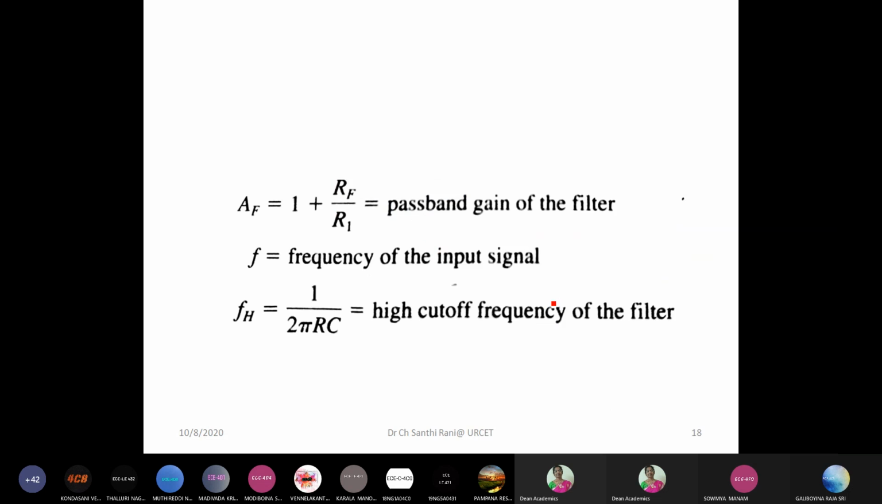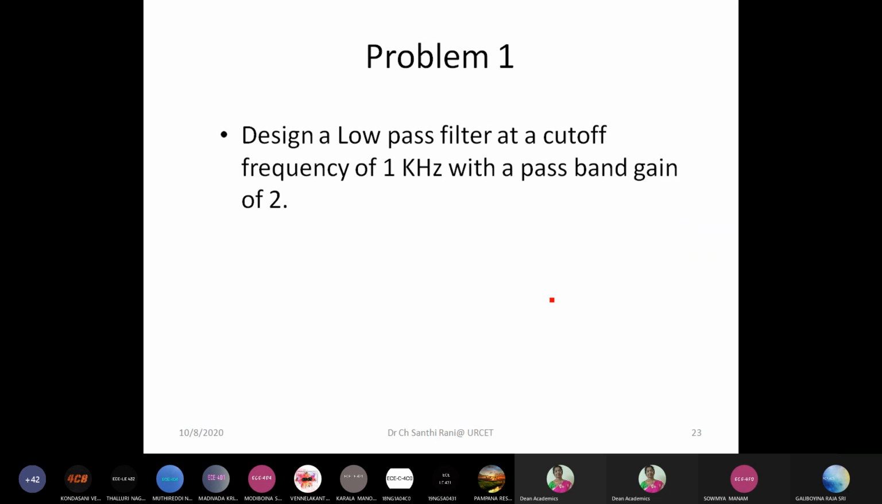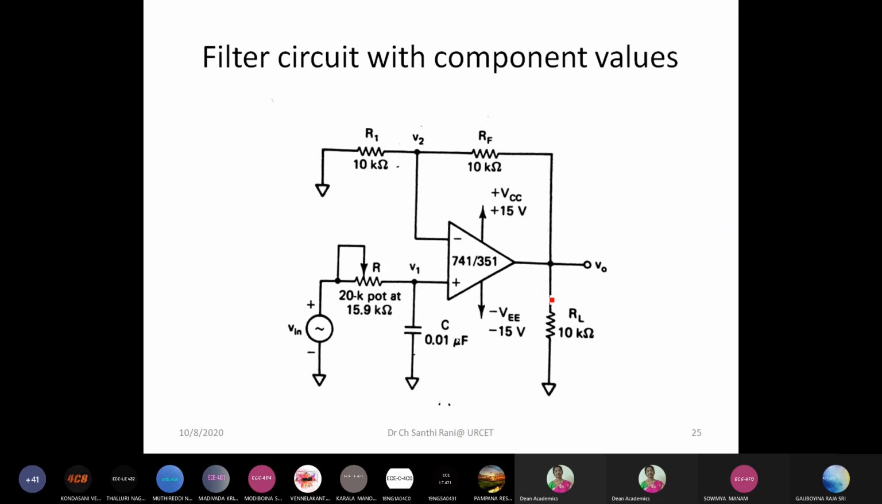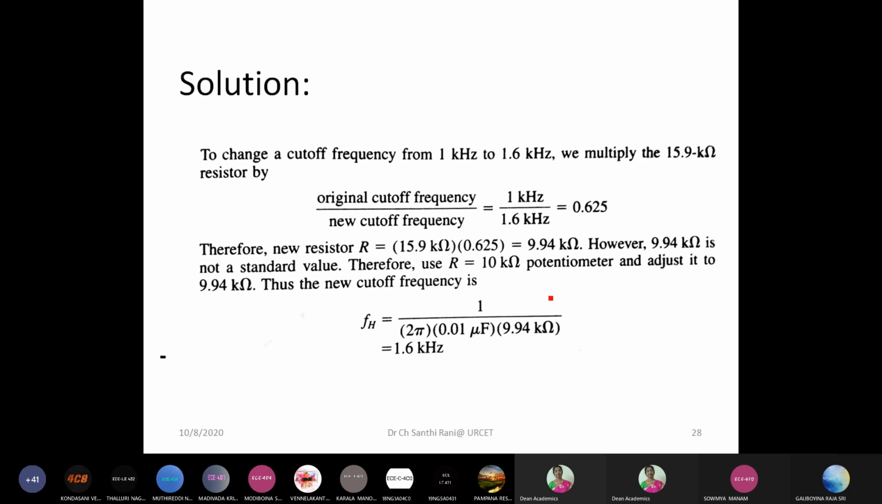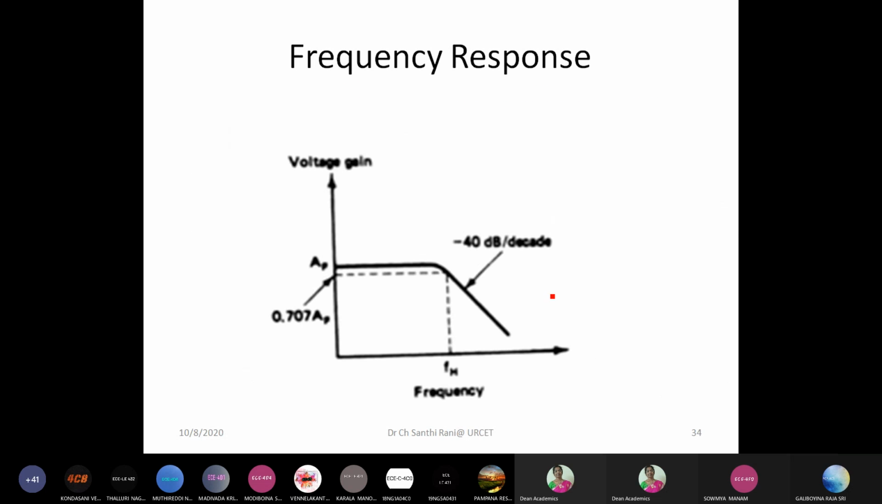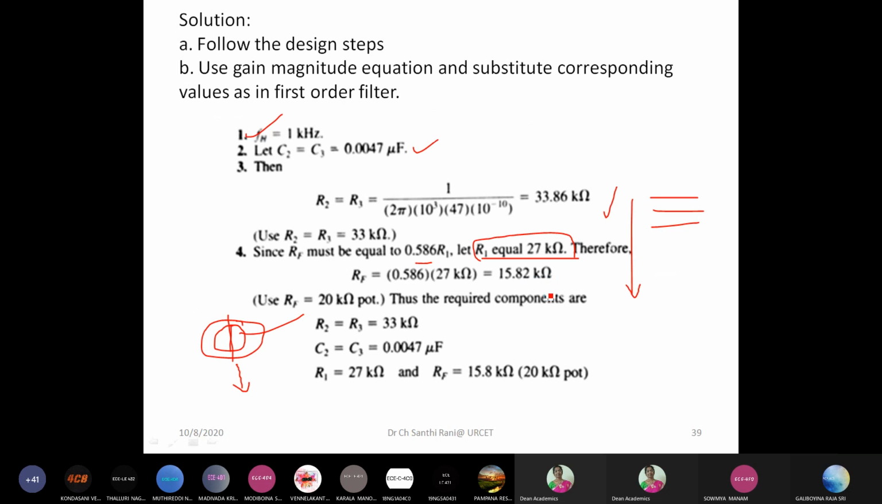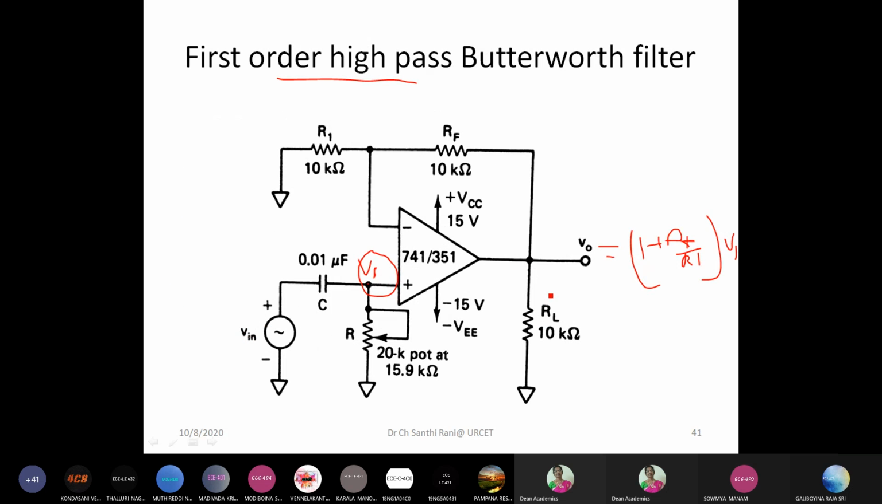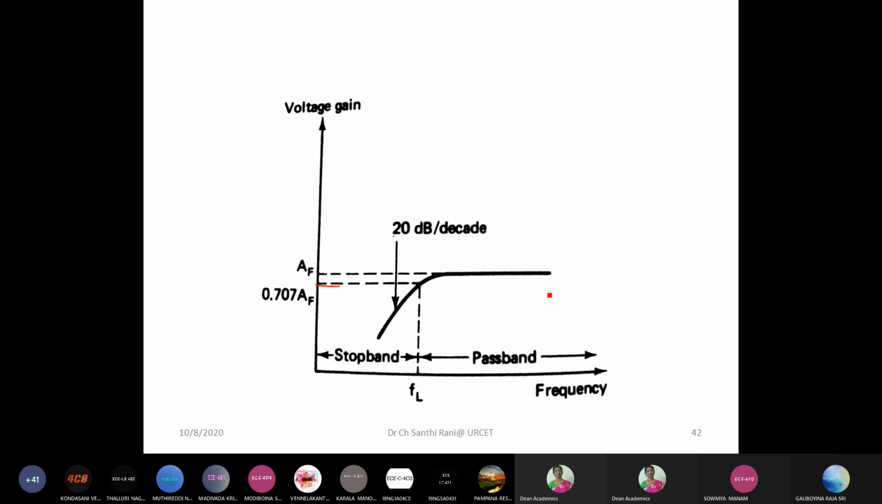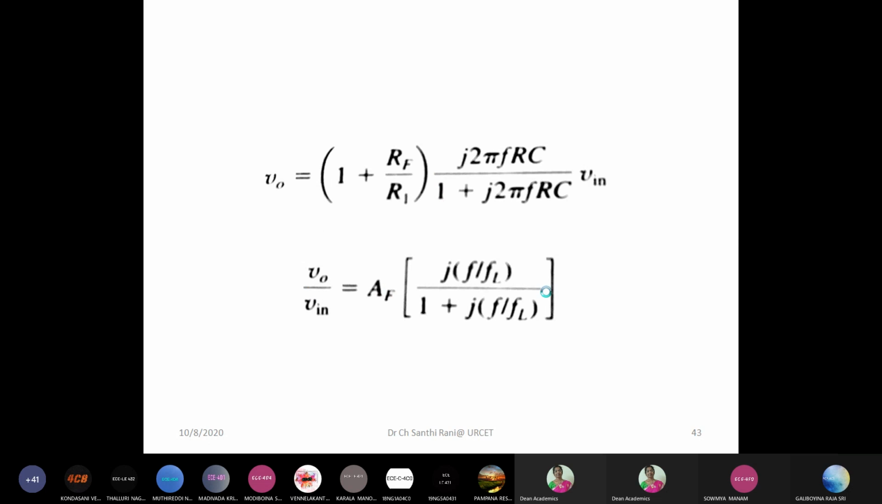Similar to that, for this high pass filter also, I expect you to do the same, and when you do all that, you will get the expression that I am showing now. That is, V0 is equal to 1 plus RF by R1 into j2 pi F RC divided by 1 plus j2 pi F RC into Vin, the first order high pass Butterworth filter response.